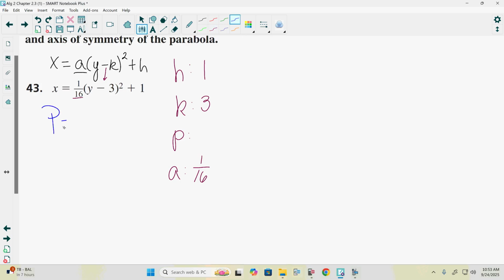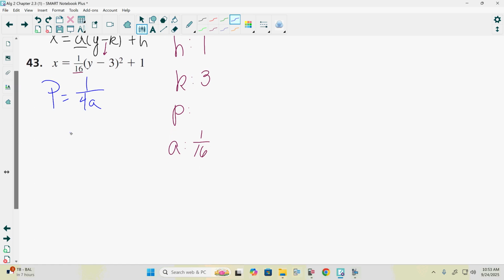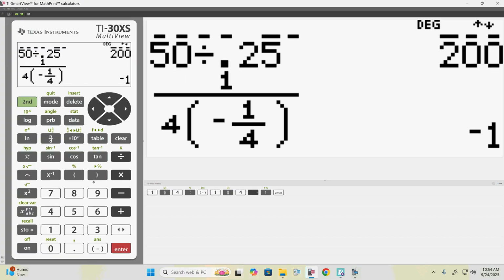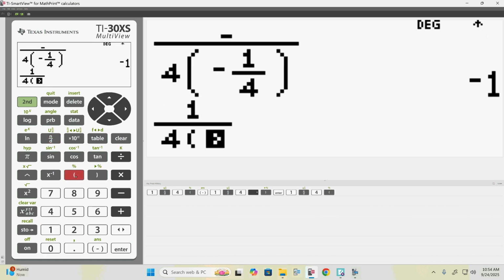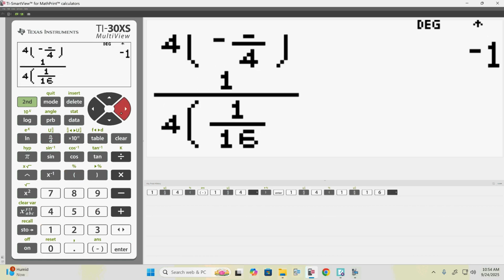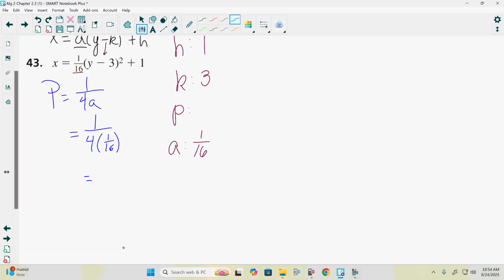Last thing we need to find is the value of p. P is equal to 1 over 4a. A is equal to 1 over 4p. P is equal to 1 over 4a. And the nice thing is that we can come in here and type in 1 over 4 times 1/16 and see that the value of a, or value of p in this case, is 4.